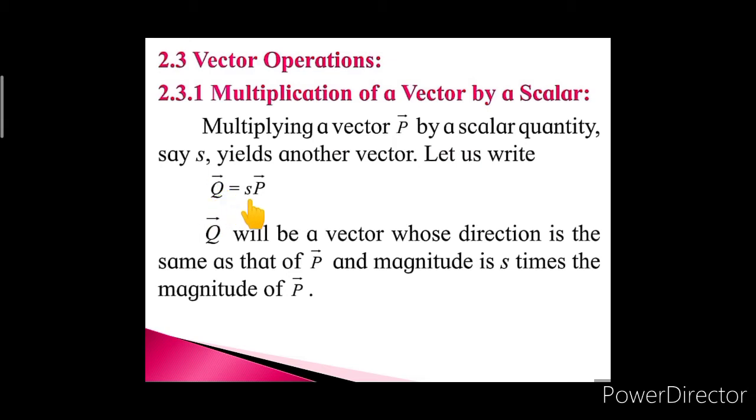So vector Q is equal to S into P, where Q is a vector quantity whose direction is in the same direction as the vector P, and the magnitude of the vector Q is S times the magnitude of the vector P. So in this way multiplication of a vector by a scalar quantity can be done, and the result of the multiplication we obtain is another vector quantity whose direction is in the same direction as the multiplied vector, and the magnitude of the resultant is S times the magnitude of the given vector.